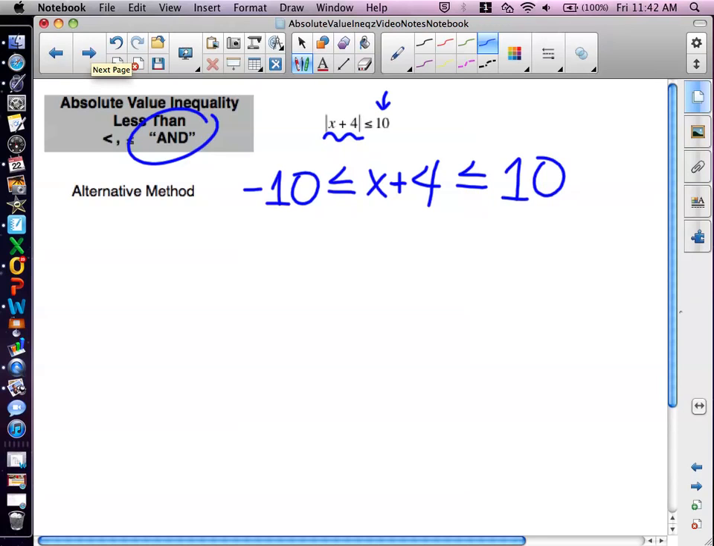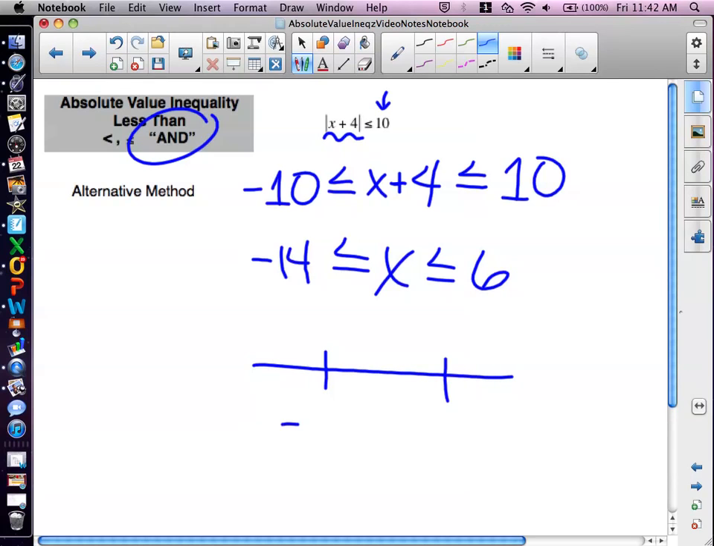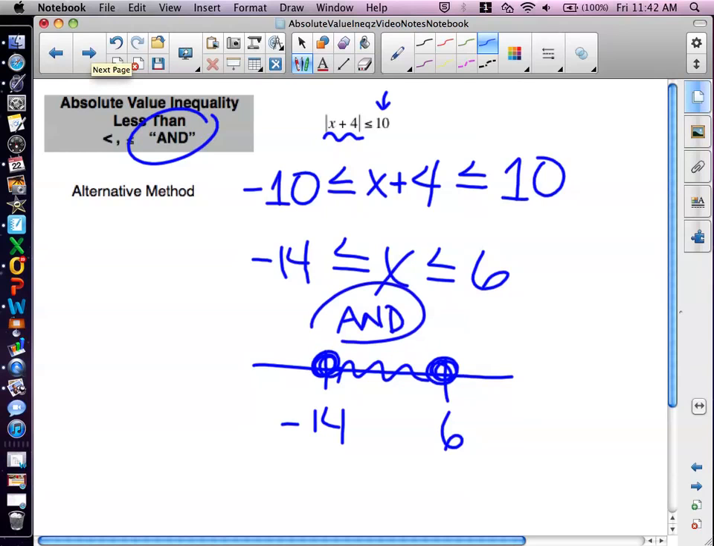We would add -4 to all three pieces. So -10 plus -4 is -14. X is now isolated, and +10 plus -4 gives me 6. And it's easy enough to draw your number line representation. And this is your classic AND scenario range.